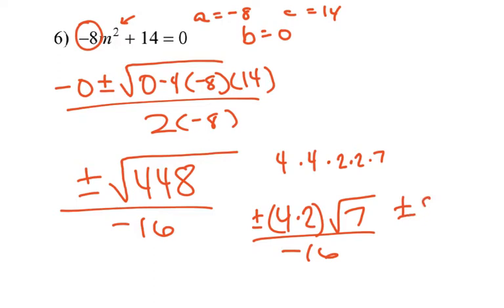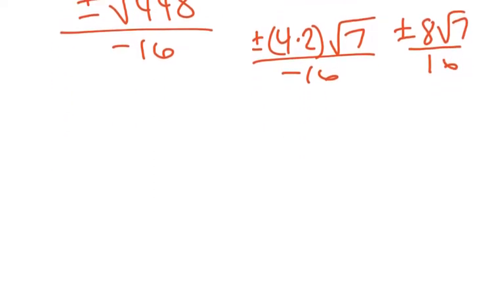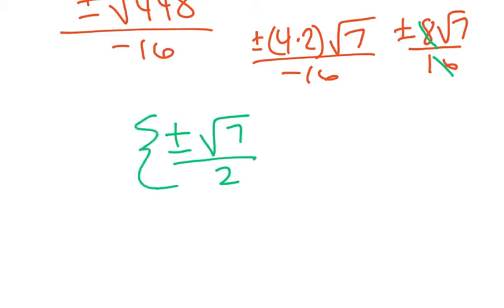So I'm going to have plus or minus 8 square root 7 over 16. That's not simplified, because 8 and 16 both have a factor of 8. So I can say plus or minus 1 square root 7 over 2. And those would be my correct solutions, simplified.